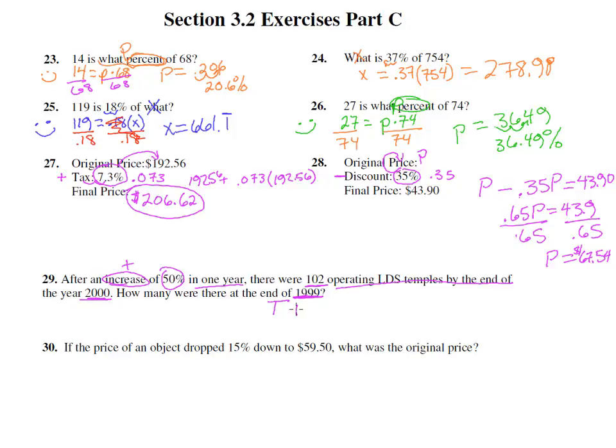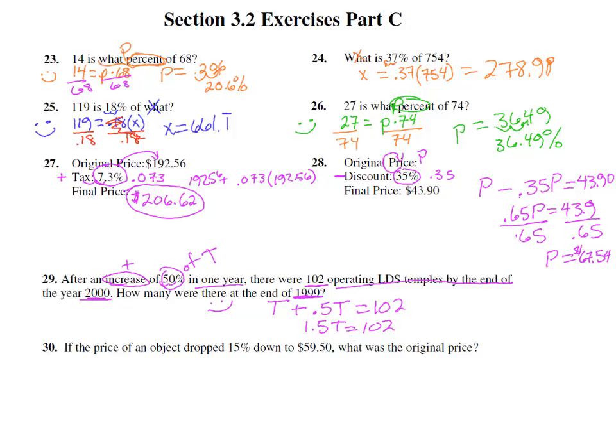It increased by 50%. Move that decimal 2 places, 0.5, and it's 50% of what it was in 1999. We don't take 50% of the final ever. So 50% of the temples that there were in 1999, so 1999's temples plus 50% of them ended up equaling 102. Hey, this is a happy math equation. We can add these together. 1 and 0.5 is 1.5t equals 102.